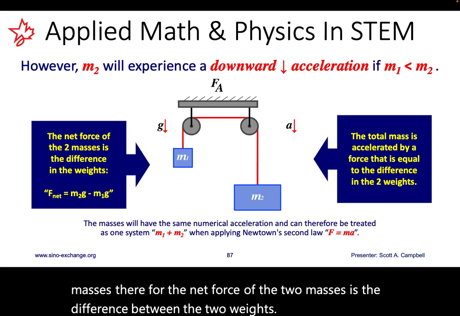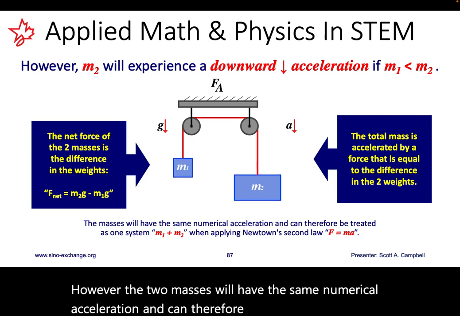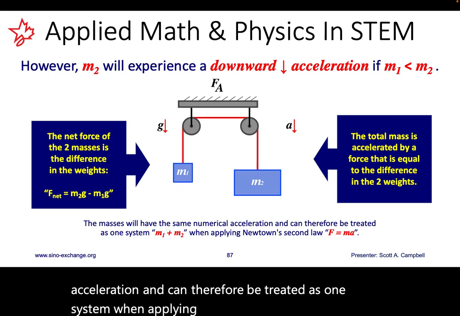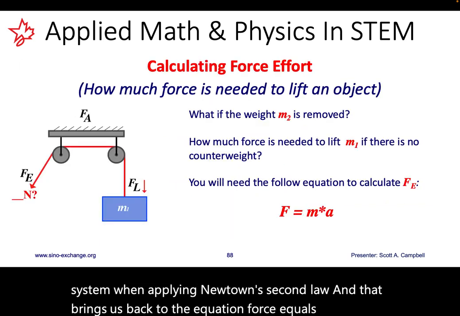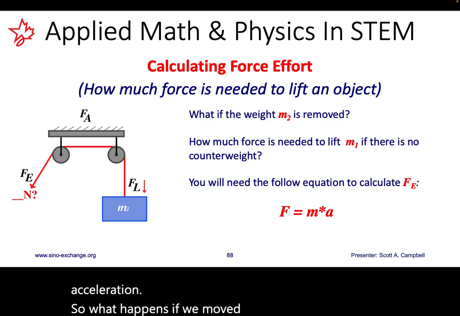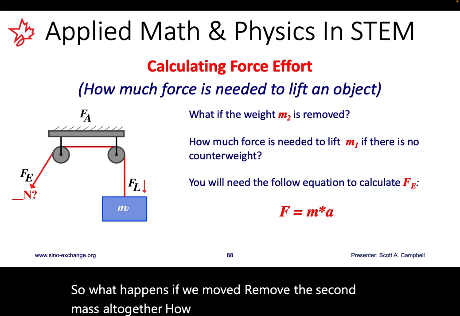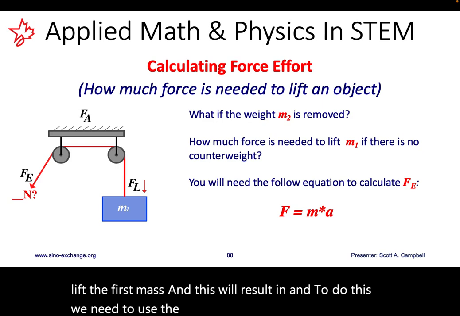However, the two masses will have the same numerical acceleration and can therefore be treated as one system when applying Newton's second law. And that brings us back to the equation force equals mass times acceleration. So what happens if we remove the second mass altogether? How much force would be needed to lift the first mass? To do this, we need to use the equation force equals mass times acceleration.